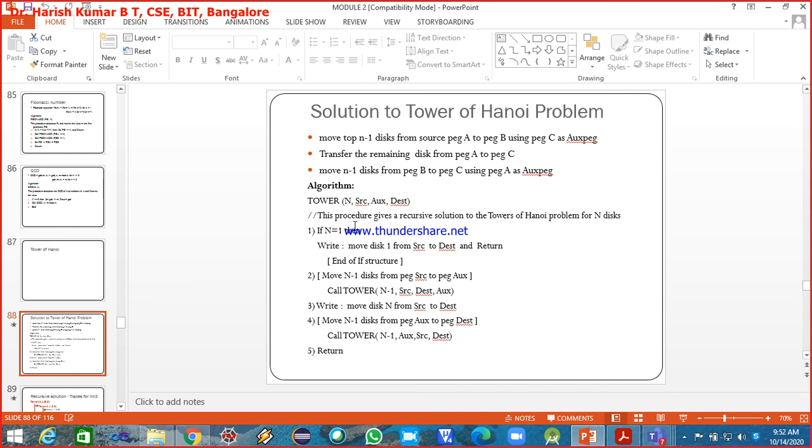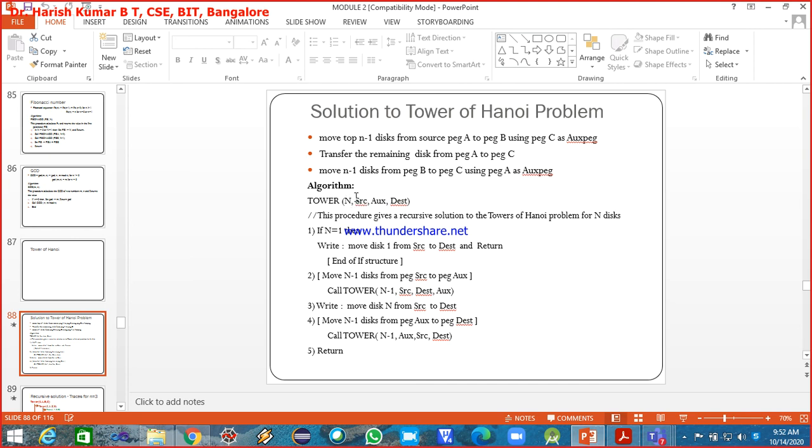Okay, so how? See here. Every recursive function, as I told in the last class, should have a termination condition. Correct? So this is how we call the function. The number of disks we are passing, the source peg, the auxiliary peg, and the destination peg. Here the n value is 3 for us. Let us assume we are using 3 disks.